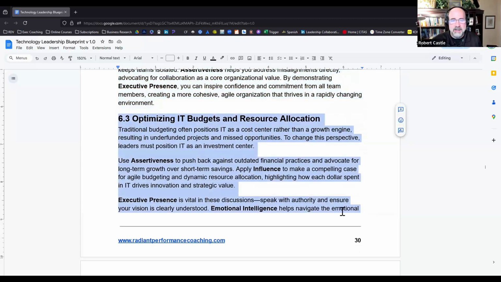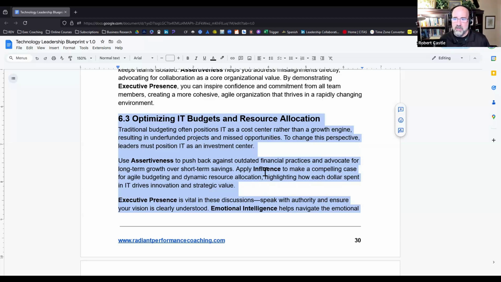Now, let's take a look at section 3. How do you apply these leadership skills for optimizing IT budgets and resource allocation? Traditional budgeting often positions IT as a cost center rather than as a growth engine, resulting in underfunded projects and missed opportunities. To change this perspective, leaders must position IT as an investment center.